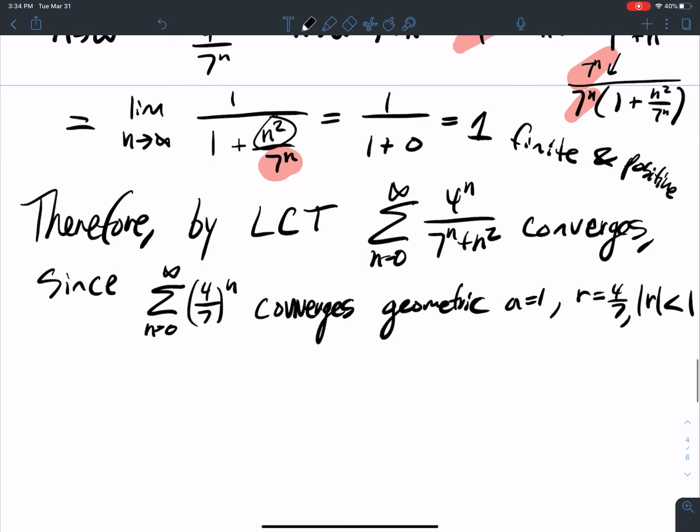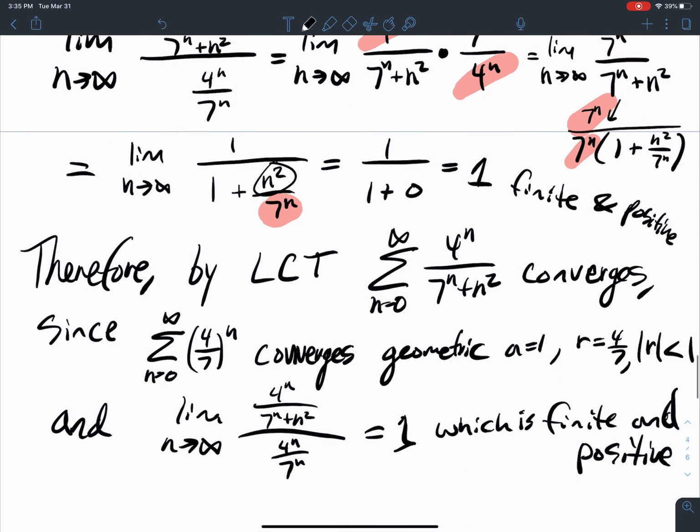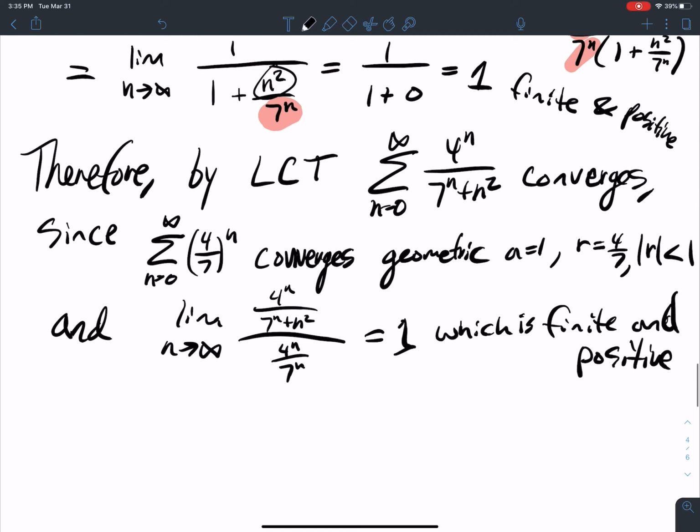Since this is true, and the limit as n goes to infinity of 4 to the n over 7 to the n plus n squared divided by 4 to the n over 7 to the n is equal to 1, which is finite and positive, the series converges. All right, so hopefully that helps you out a little bit.